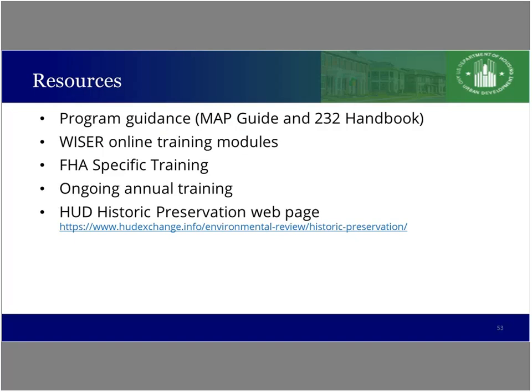So resources. We've mentioned throughout this webinar the program guidance. We've also mentioned the training that we did last summer on Section 106, specifically for FHA projects. The link directly to that training was presented earlier, and we recommend that you view that if you haven't already. There's also a self-guided online training module. This is in the WISER set of modules on Section 106. And there's lots of other information on HUD's Historic Preservation webpage, and we've posted a link to that in the chat.